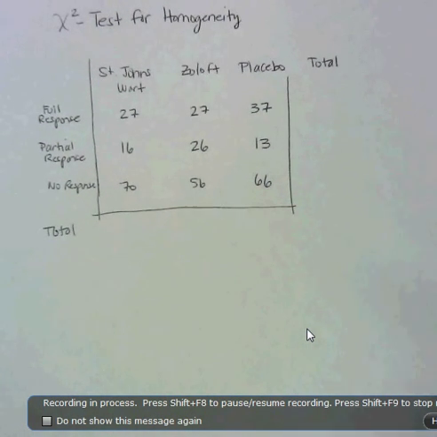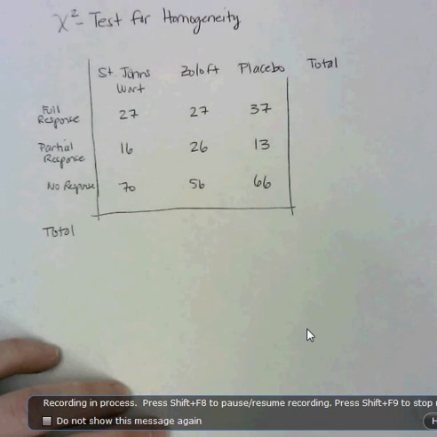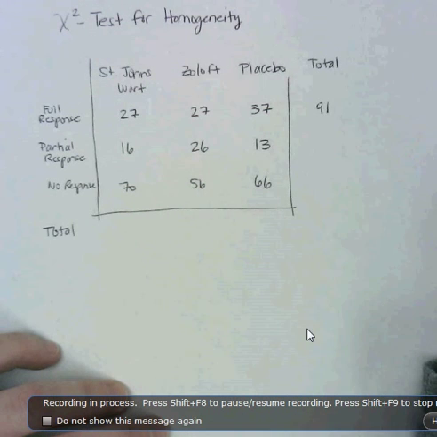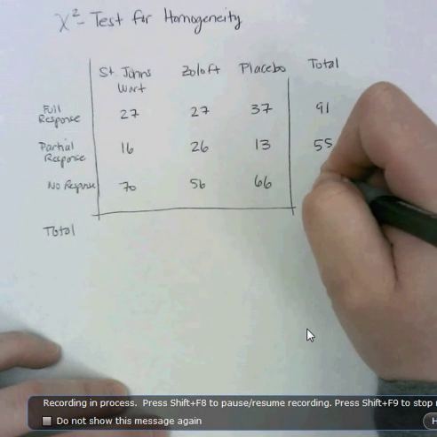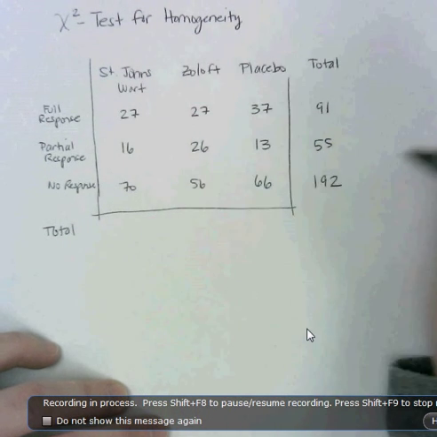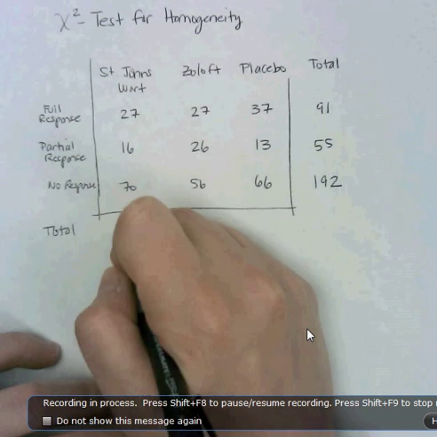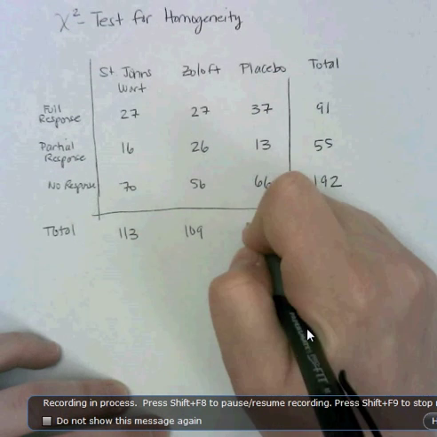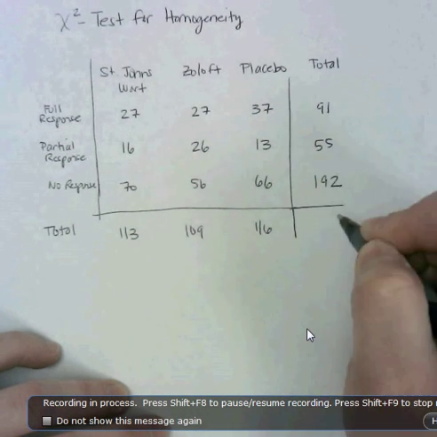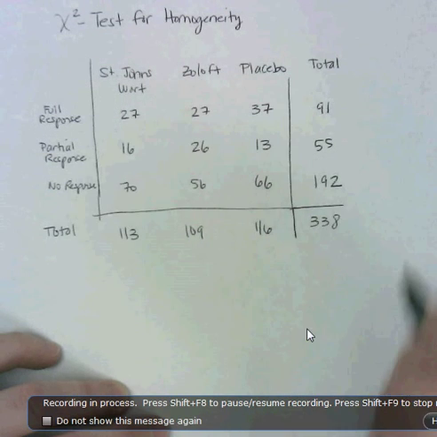So one of the first rules of a two-way table is if you see one, please find all of the totals. We call these the marginal totals because they are the totals in the margins. While you guys are copying this down, I'll be totaling these up for us. So it looks like we have 91 here, 55 here, 192, okay, 113, 109, and 116. And our total should be 338.